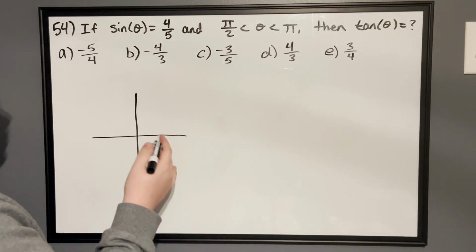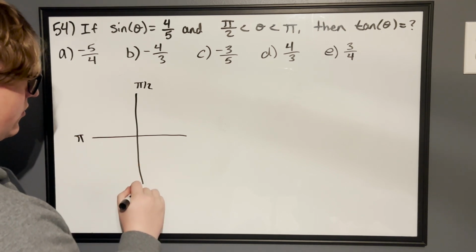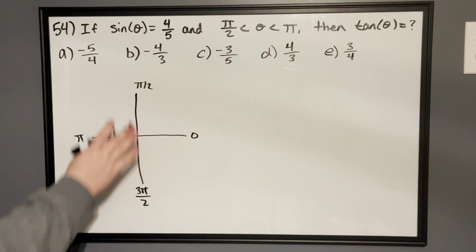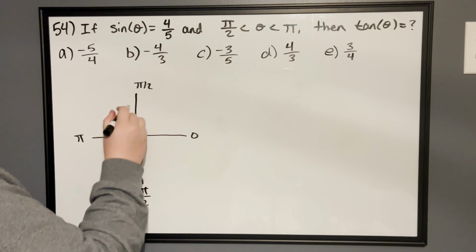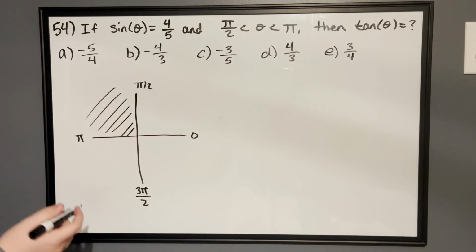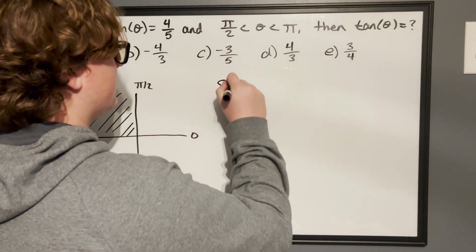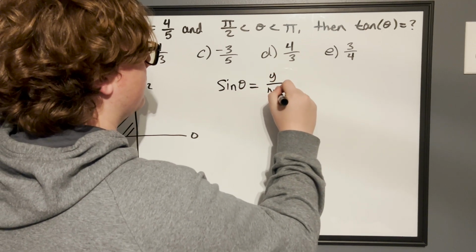So we know that this is pi over 2, this is pi, this is 3 pi over 2, and this is 0. But that doesn't really matter. These parts don't really matter. We're just worried about right here. We know that this angle comes in somewhere in the second quadrant right here. The angle will fall there. Now remember that sine is opposite over the hypotenuse. And when we're working with coordinates, sine of theta is going to be equal to the y value over the hypotenuse.